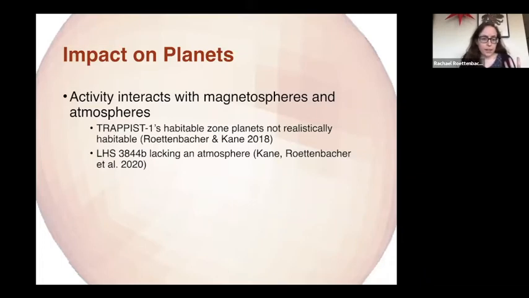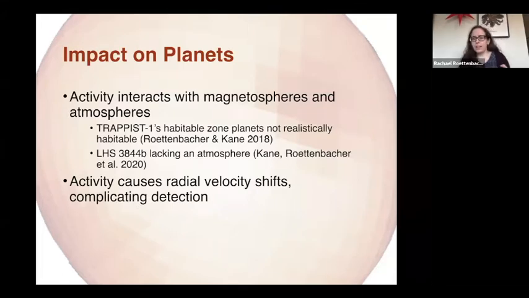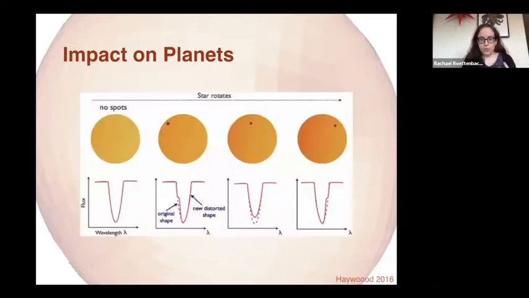Another thing that the activity tends to have an impact on is actually our ability to detect the planets themselves. And so we know that stellar activity can actually cause radial velocity shifts. And to show that, I have this cute little cartoon from Rachael Haywood, where all the way on the left, she showed just this nice little drawing of an absorption line that has no features in it, as well as a spotless surface. But then as soon as you put a spot on the surface, you start seeing that the absorption line gets to be distorted.